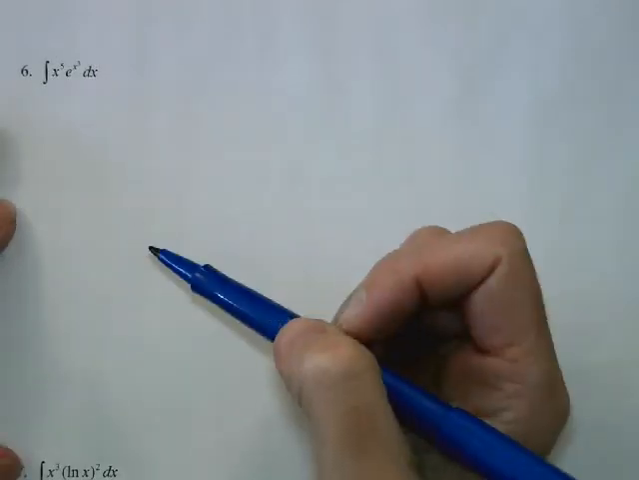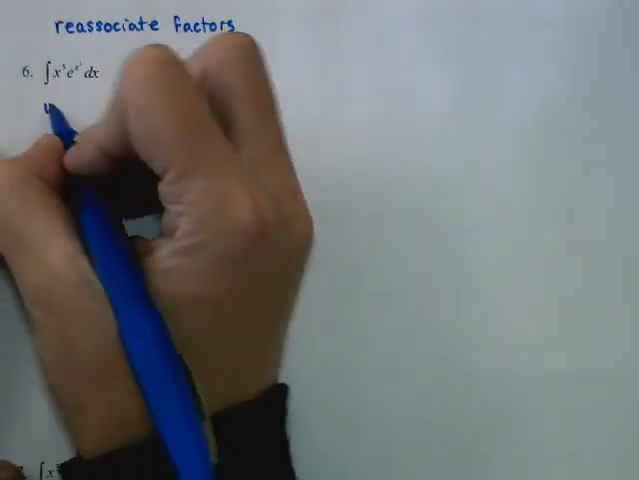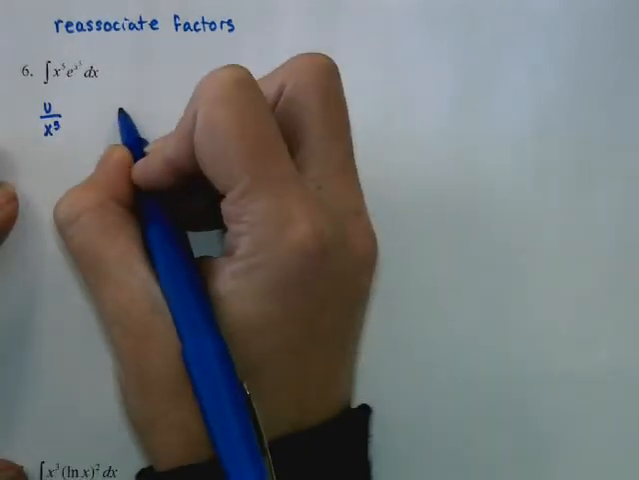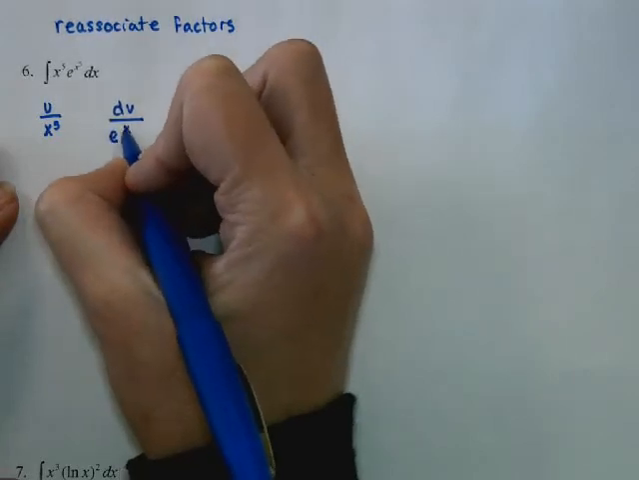Okay, and these last two, we're going to use something called reassociating the factors. Okay, and you'll see what we mean by that. But we're going to be moving stuff around because all we're doing here is multiplying when we go through this process. So here I'm going to let my u equal x to the 5th. dv is going to be e to the x cubed.